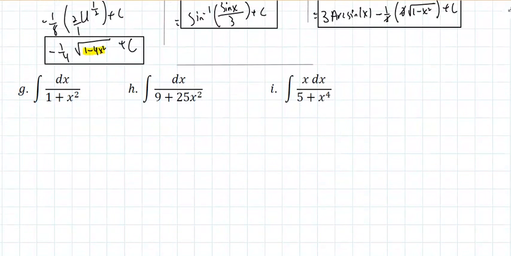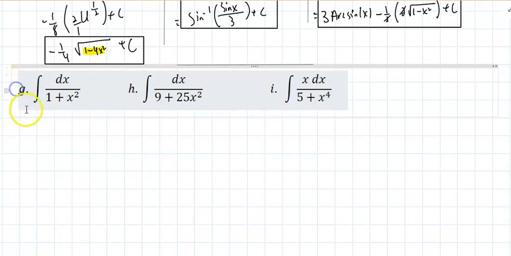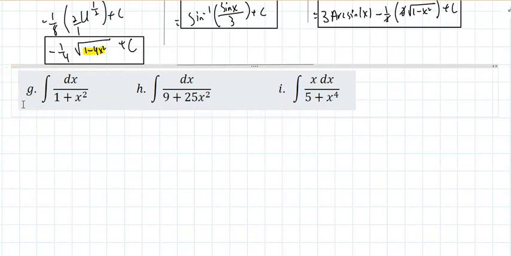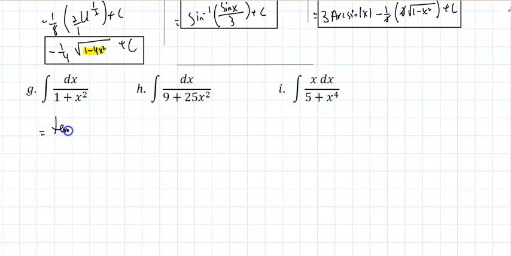integration. What do you take a derivative of to get 1 over 1 plus x squared? Well, that's simply inverse tangent of x plus c. Done.